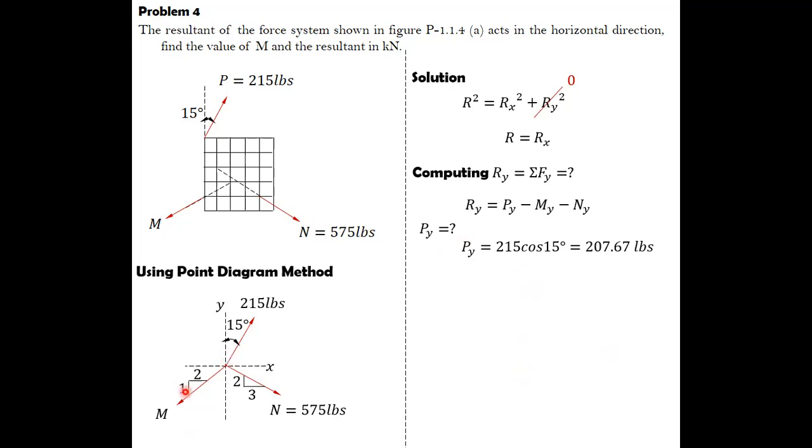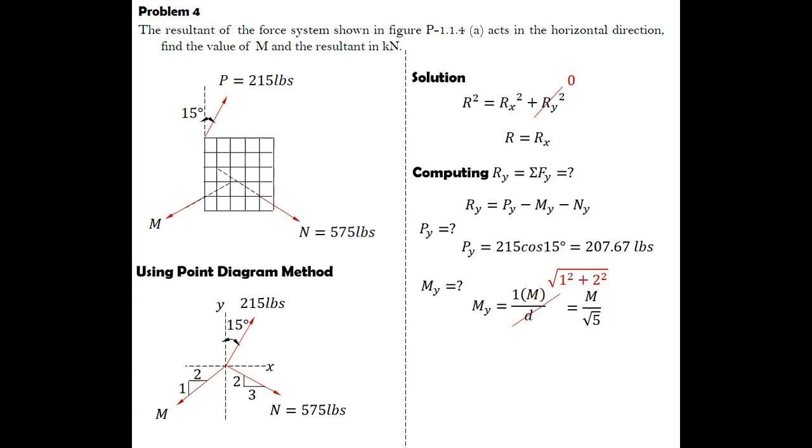Next is the y component of M. This is in terms of slope. By ratio and proportion, the y component is the vertical side of the slope, which is 1, multiplied by the magnitude of M, which is unknown, divided by the hypotenuse side of the slope. The hypotenuse side of the slope is computed using the Pythagorean theorem, so that is the square root of 1 squared plus 2 squared. We simplify it, so that is equivalent to M over the square root of 5.